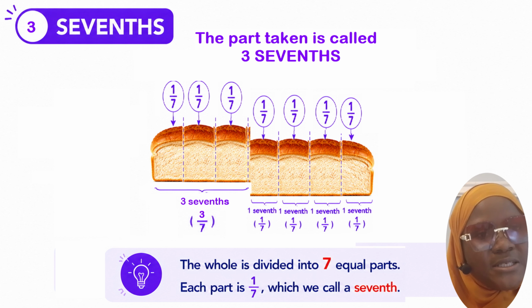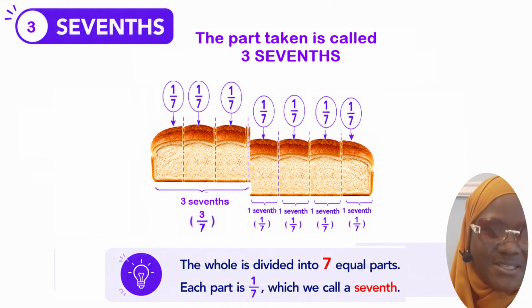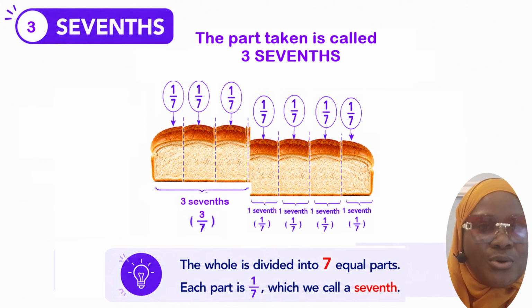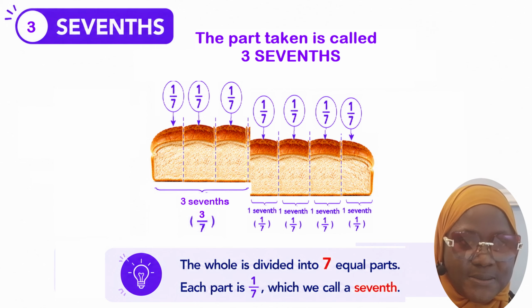Now, let's imagine you take 3 pieces of that thing. 3 pieces. That means you've taken 3/7. And how will you represent that? That is 3 over 7. So whenever you see 3 over 7, it means 3/7. That means the whole was initially divided into 7 equal pieces. And you took 3 pieces.